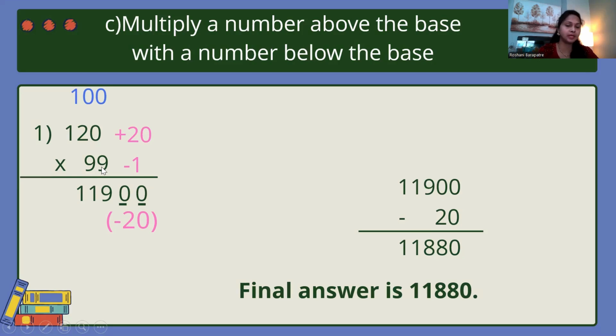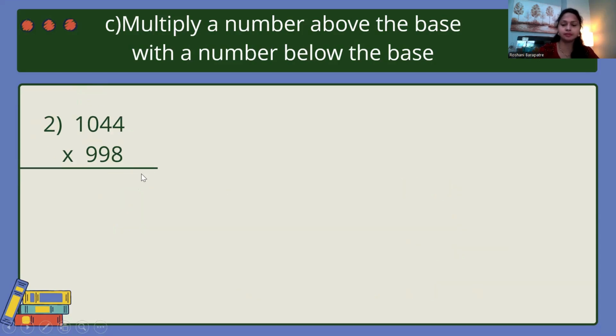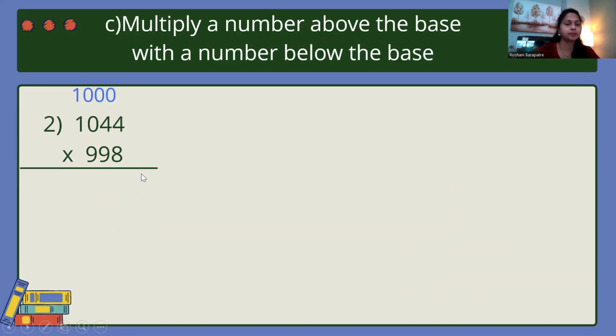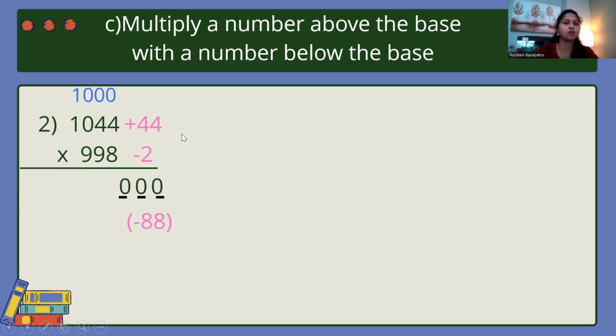So in this way, we need to solve the problem when one number is above the base and another number is below the base. Take this example. Here the base is the same. 1044 is above 1000 and this one is below 1000. Okay. So here find the difference. Here it will be plus 44 and here the difference will be minus 2 because it is below the base. Now put the places as the number of zeros in the base. Whatever answer you get, you write down here, minus 88, and put 0 in those places.